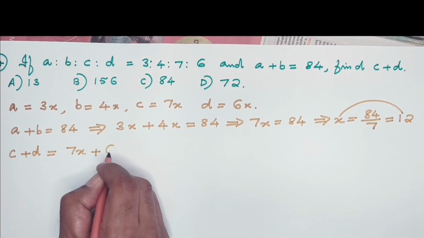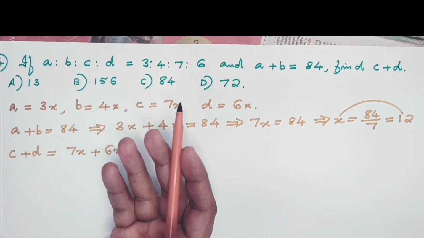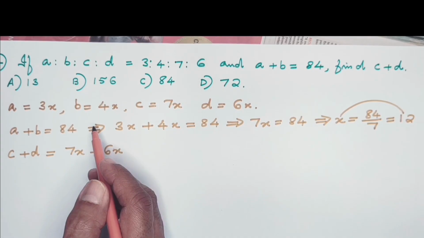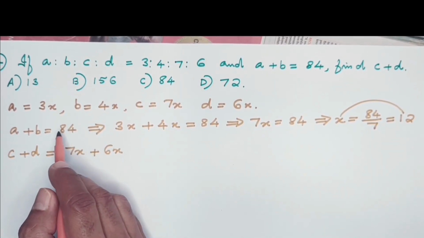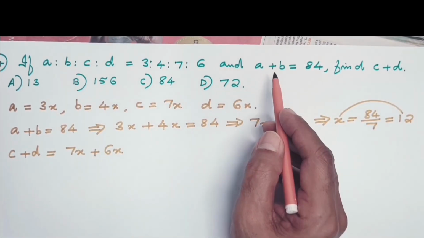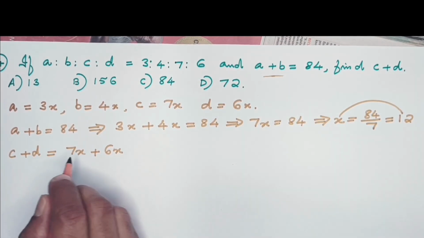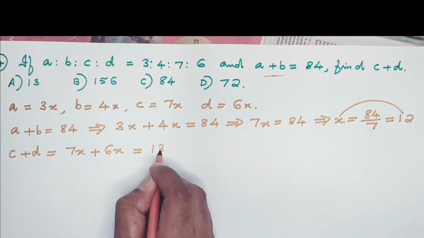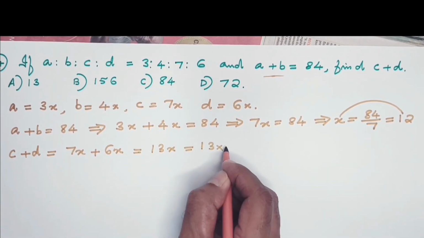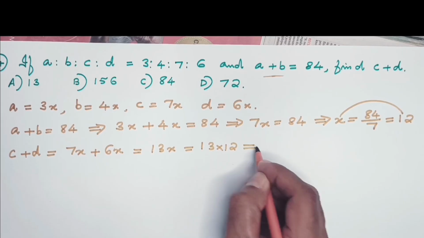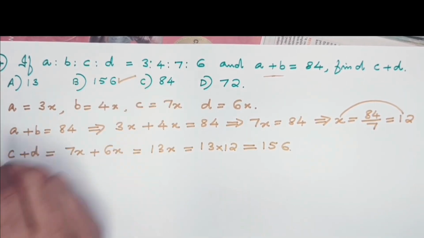D is 6x. When you write a ratio in terms of a multiple like x, x is what? We don't know. Generally in problems of this kind, there will be some additional information to help us find x. That additional information is this one, A plus B equal to 84. Now this is 13x and x is found to be 12. Just plug in that value here. 13 multiplied by 12 is 156, which is the second option.